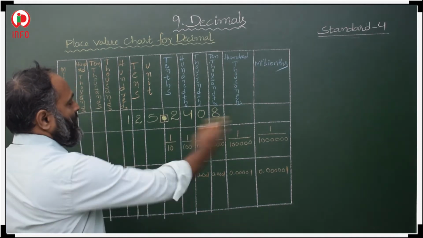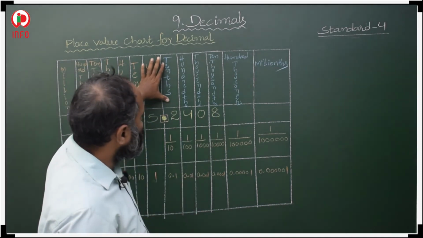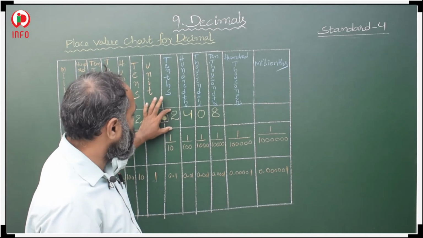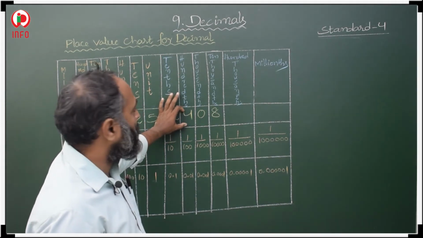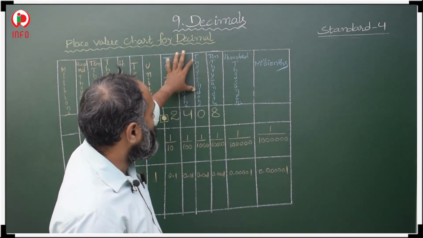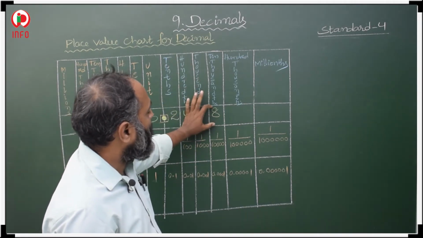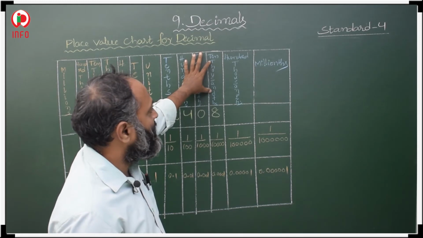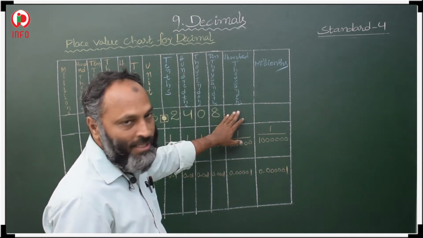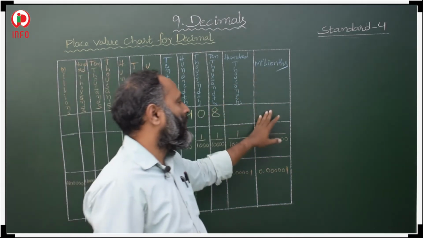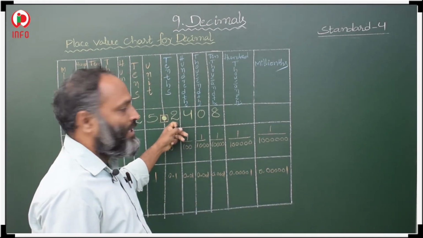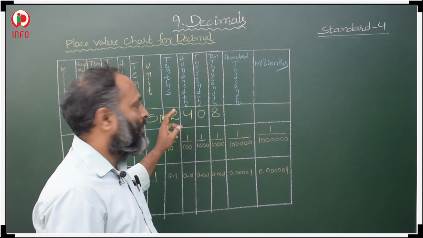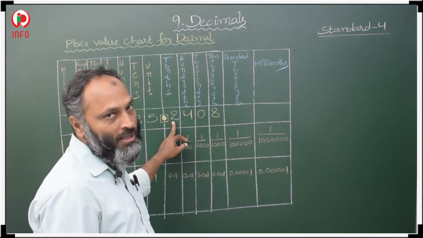Then the right places, how to read? The first one is the tenths place: 2 is in the tenths place, 4 is in the hundredths place, 0 is in the thousandths place, and 8 is in the ten-thousandths place. Then after that the hundred-thousandths place and the millionths place will come. Okay. It starts from the tenths place, not from the units place. We do not have a units or ones place here.